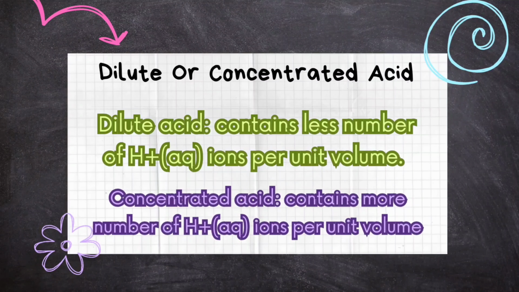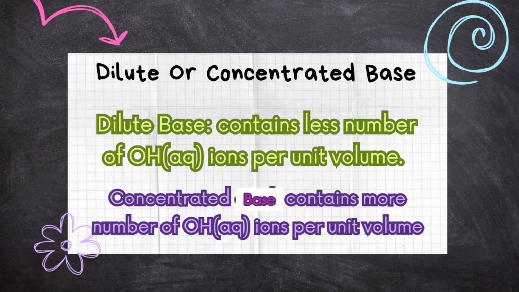Dilute acid contains less number of hydrogen ions per unit volume. Concentrated acid contains more number of hydrogen ions per unit volume. Dilute base contains less number of hydroxide ions per unit volume. Concentrated base contains more number of hydroxide ions per unit volume.